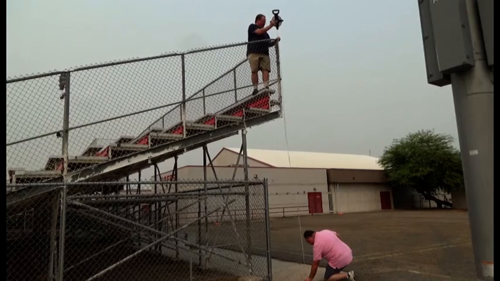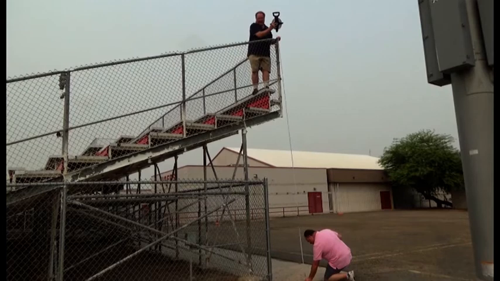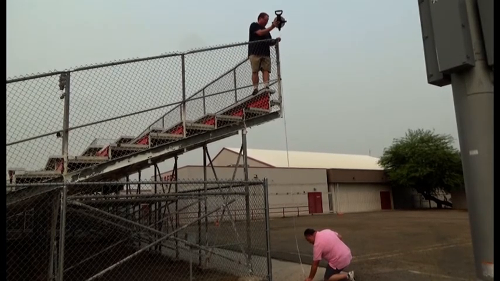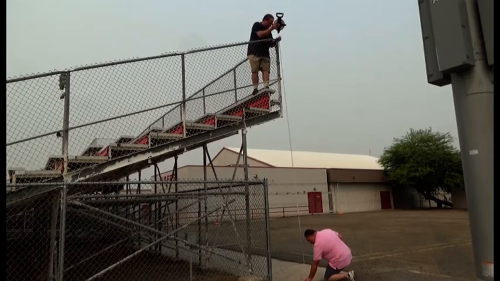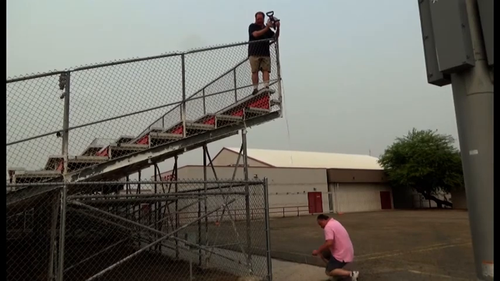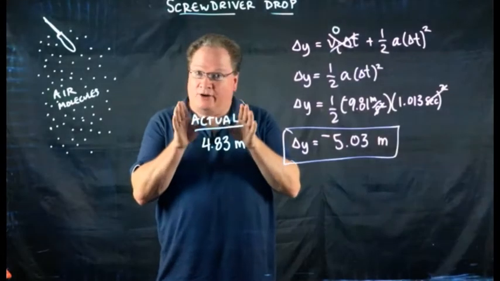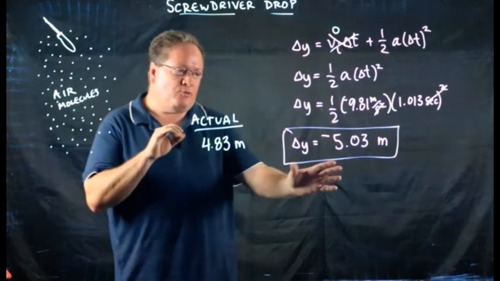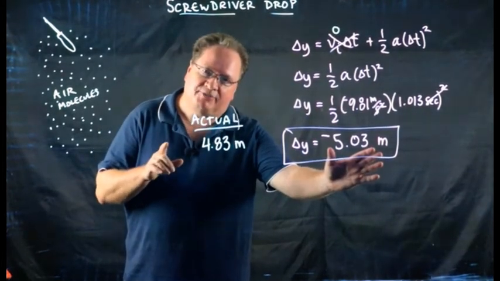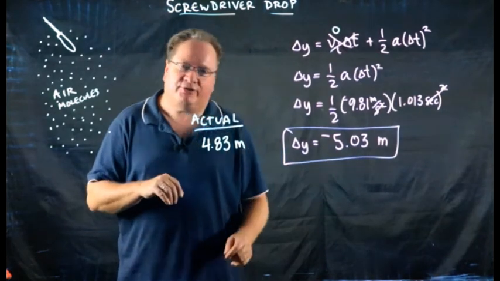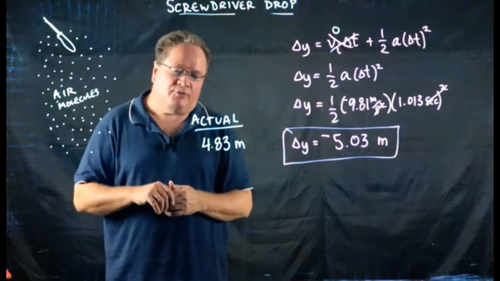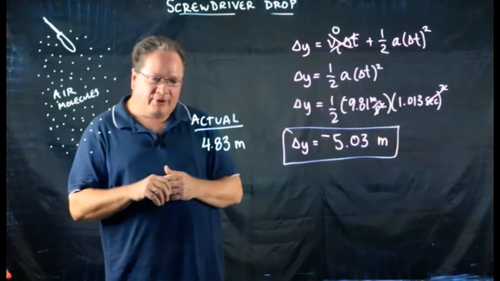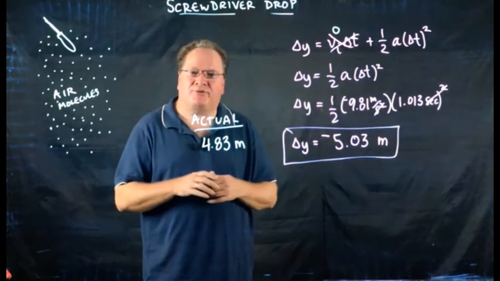All right, we have 4.83 meters. 4.83 meters. Is it tight? Hold it tight down there. Yep, 4.83 meters is the height with the tape measure. So we noticed just a little bit of a difference. What we calculated based upon the drop time of the screwdriver was 5.03 meters. What we actually got was 4.83 meters. That's about a 5% error in there.